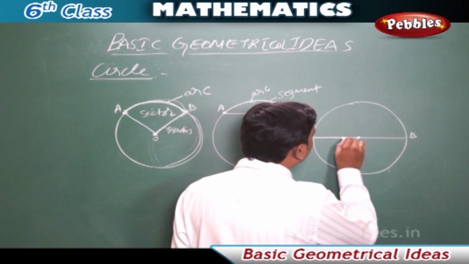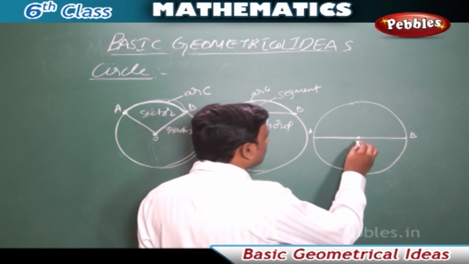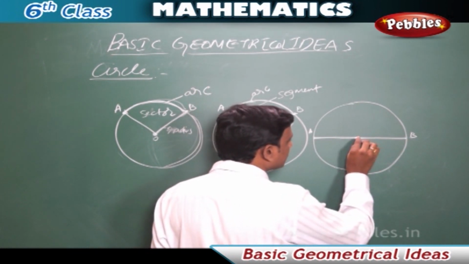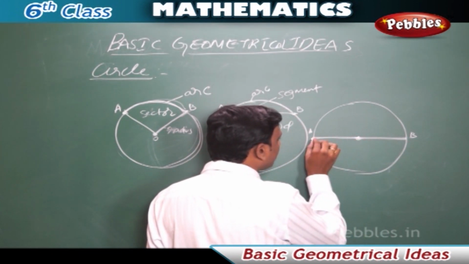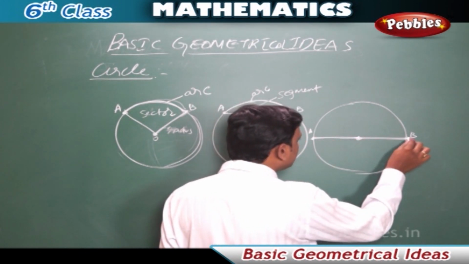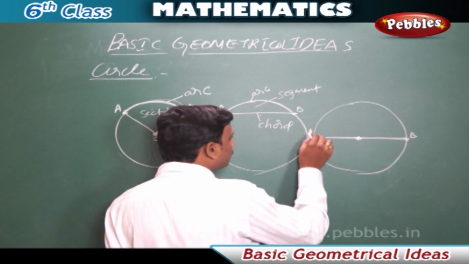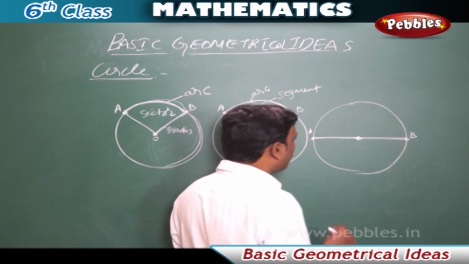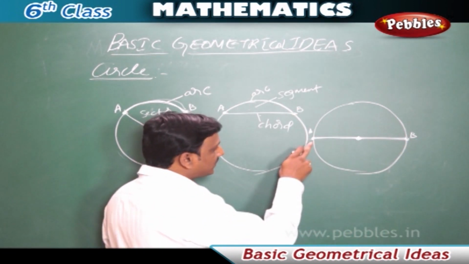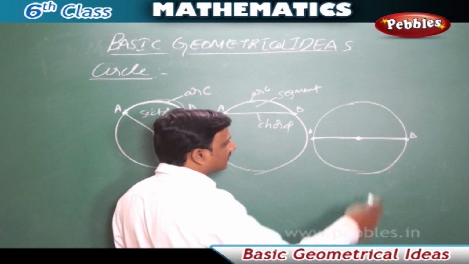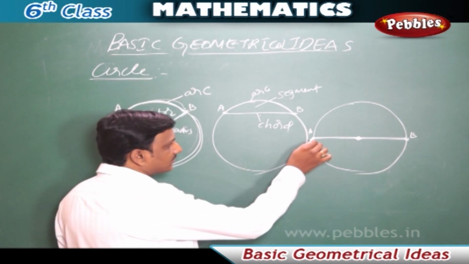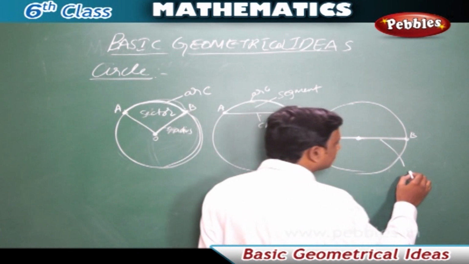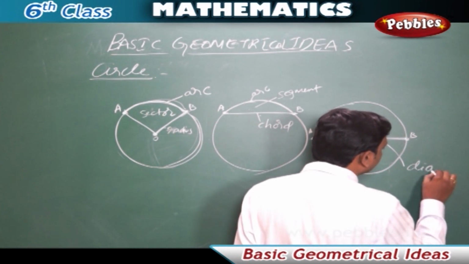Here this is a radius, this is a radius, 2 radii. So here you can see this is also a chord because this is connecting 2 points on the circle, A, B. But whenever a chord connects 2 points and passes through the center of the circle, you call it a diameter.